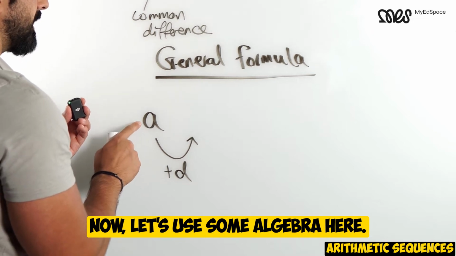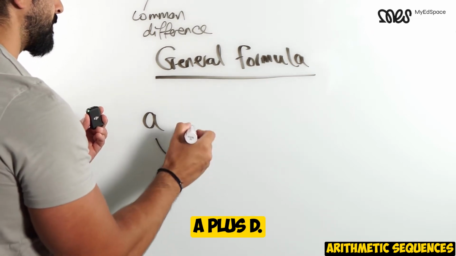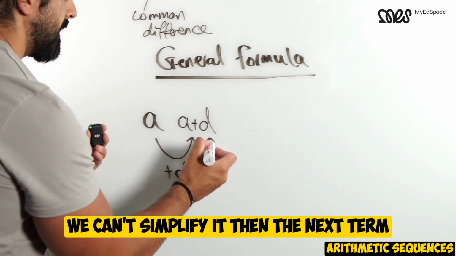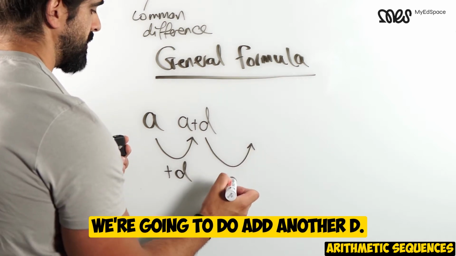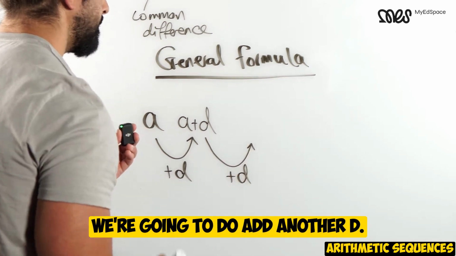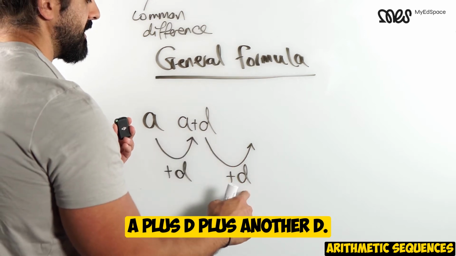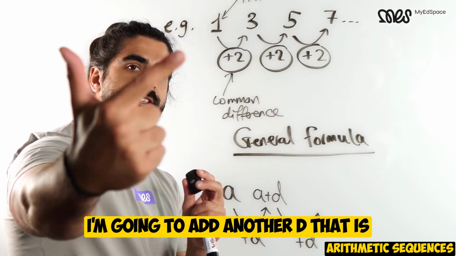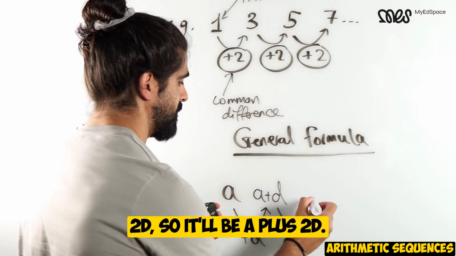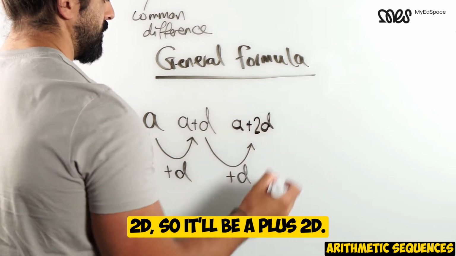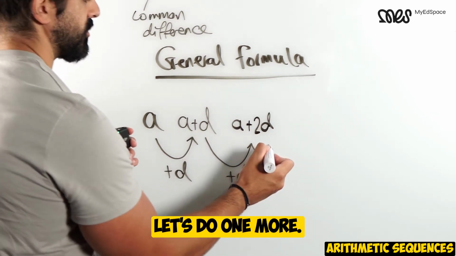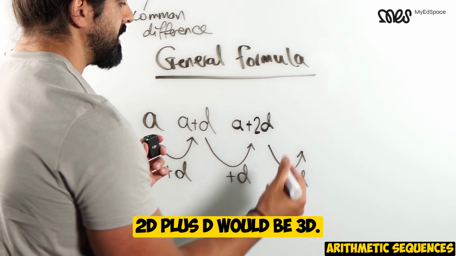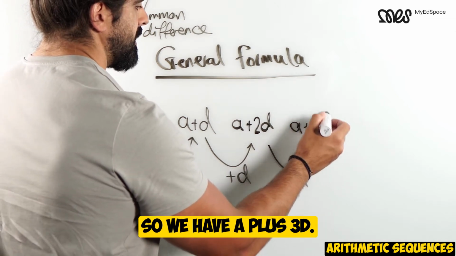Now, let's use some algebra here. A plus D, we just write it as A plus D. We can't simplify it. Then the next term, we're going to add another D. A plus D plus another D. D plus D, just using algebra here, I have D, I'm going to add another D, that is 2D. So it'll be A plus 2D. Can you see a pattern? Let's do one more. Add another D. 2D plus D would be 3D. So we have A plus 3D.